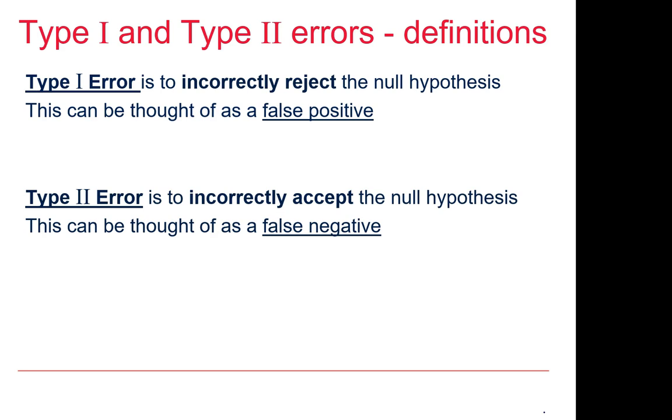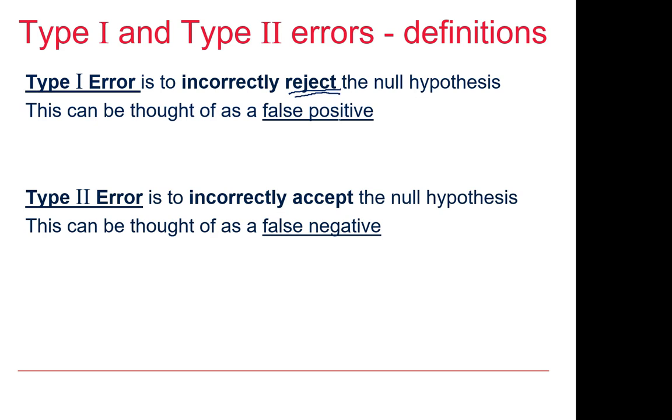So the two definitions for our type 1 and type 2 errors. This is quite a weird concept, when you think that you've carried out a hypothesis test perfectly correctly from your sample and actually you could have come to an incorrect conclusion. But hopefully you'll see when we look at an example in a minute that indeed that can happen. So a type 1 error is when we incorrectly reject a null hypothesis.